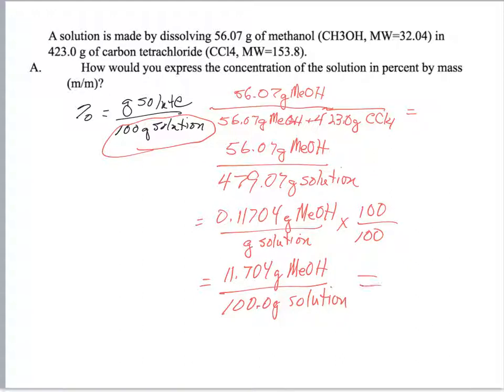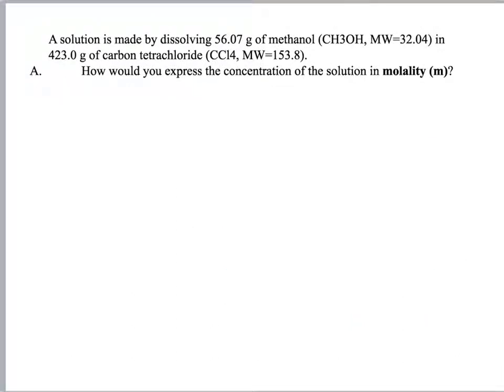And since all of our numbers are given to 4 significant figures, we would say that this is 11.70% methanol. So that's how we would express that in percent by mass. Okay? So we make the same solution, and the question then is, how would we express the concentration of the solution in molality, right?